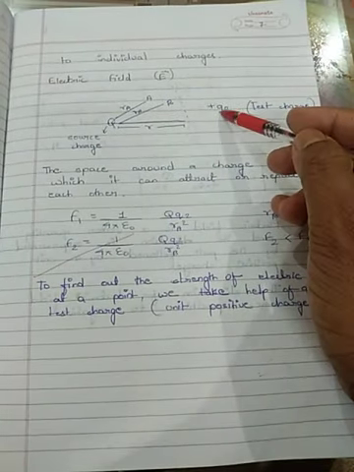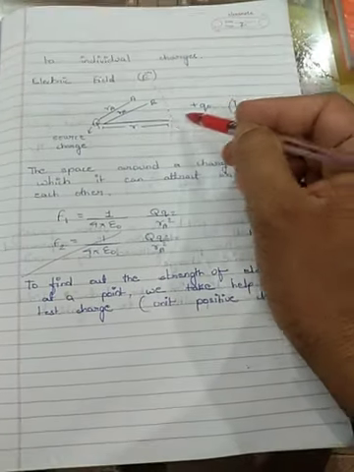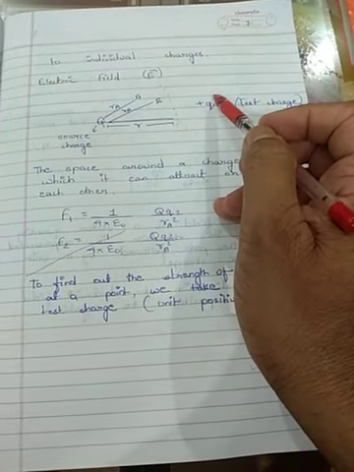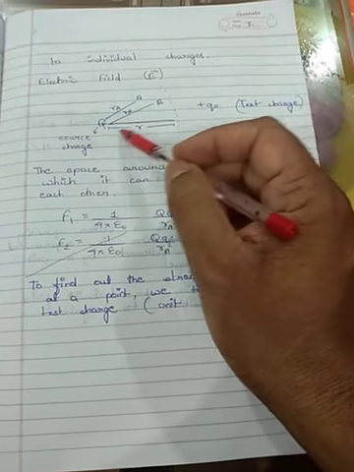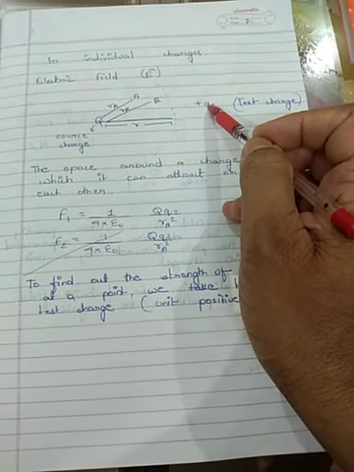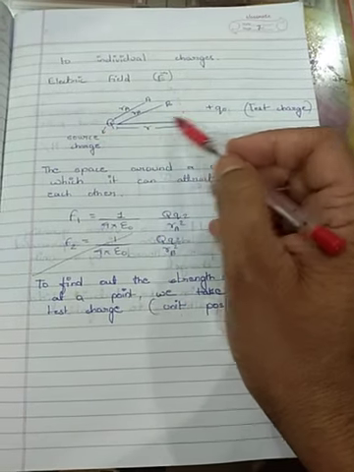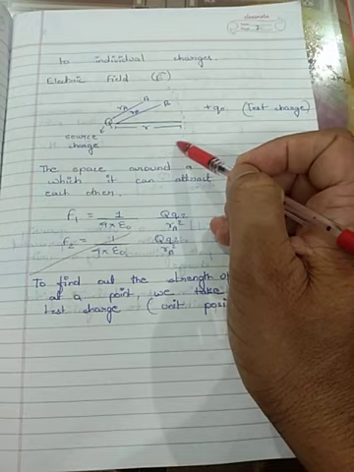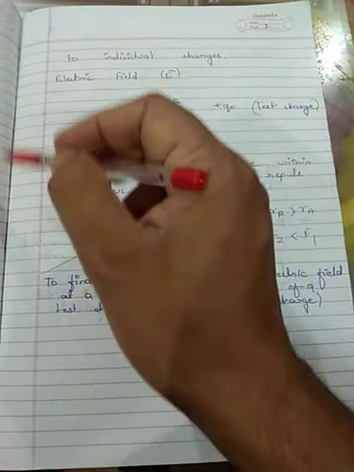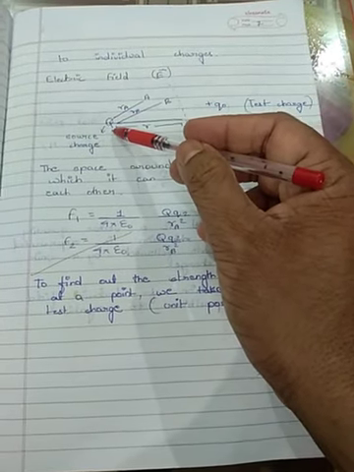Suppose you are bringing this plus q naught from infinity towards this plus q, and suppose from this dotted point the repulsive force starts. If both are positive there will be repulsive force, and if this is negative there will be attraction, because the test charge is always a positive charge, unit positive charge. So if from this point the force, whether attractive or repulsive, starts, then if you draw a sphere around this, this sphere will define the electric field of this source charge q.